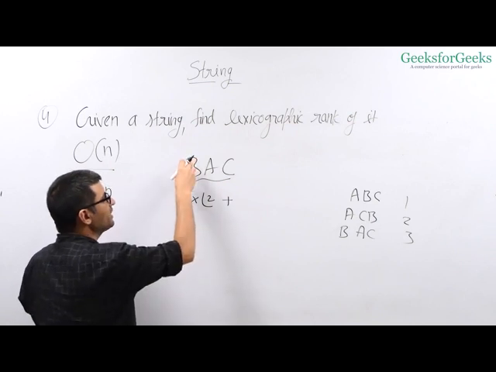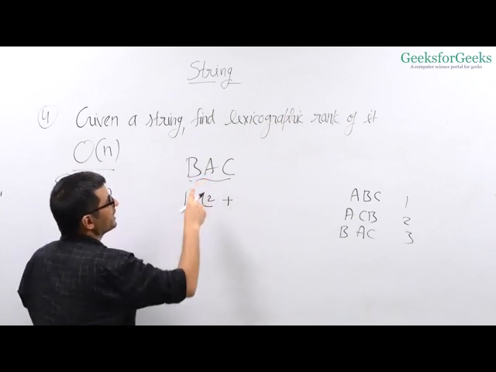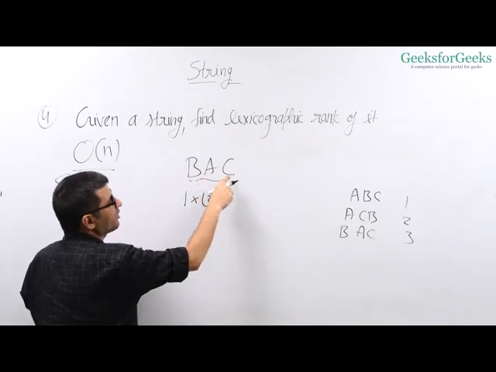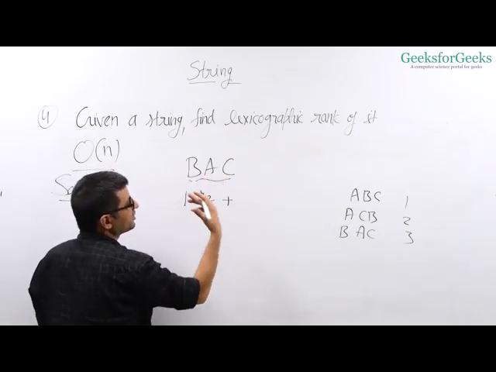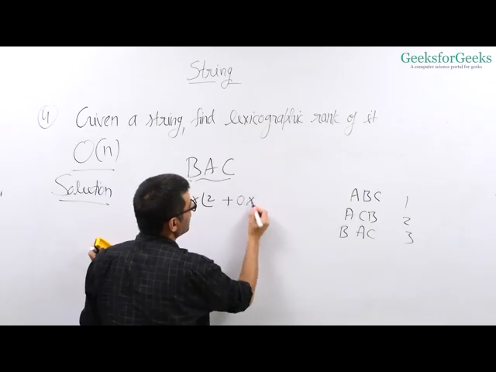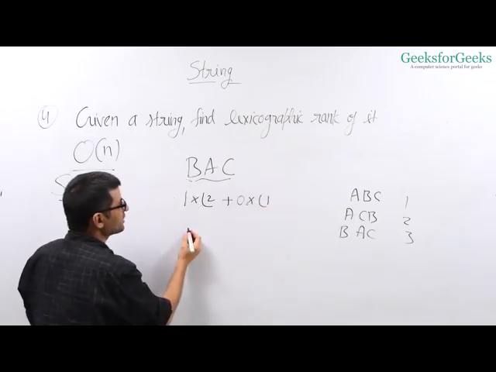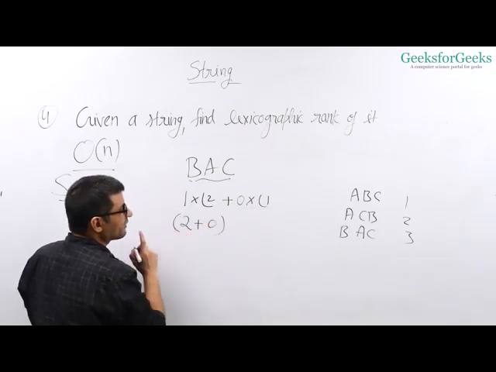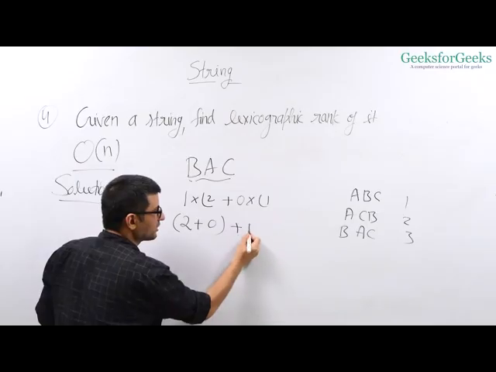Now I fix B and go to the second character. I see how many characters are smaller than A and are on the right of A. There are 0 characters, so I'll have 0 into factorial 1. So the count of strings which are smaller than this is 2 plus 0, and the lexicographic rank of this string is that plus 1, which is 3.